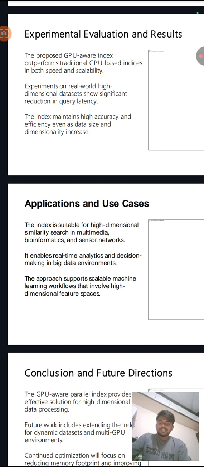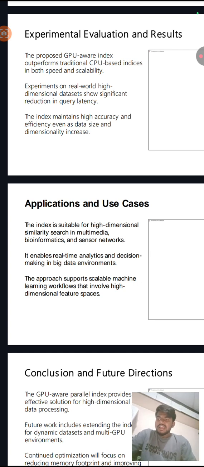Applications and use cases. The index is suitable for high dimensional similarity search in multimedia, bioinformatics and sensor networks. It enables real-time analytics and decision making in big data environments. The approach supports scalable machine learning workflows that involve high dimensional feature spaces.